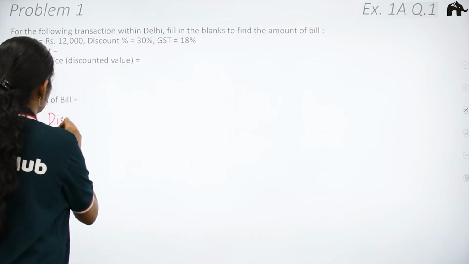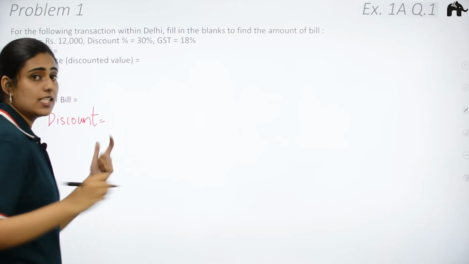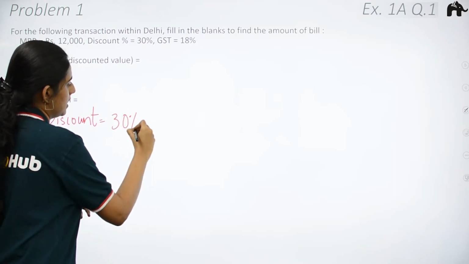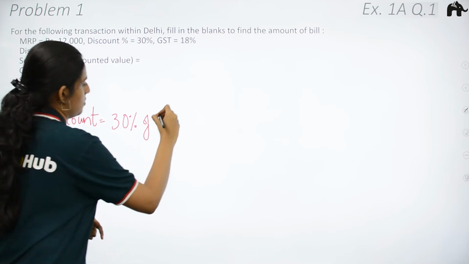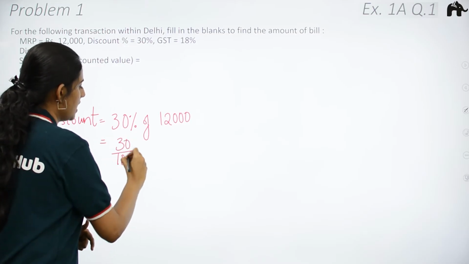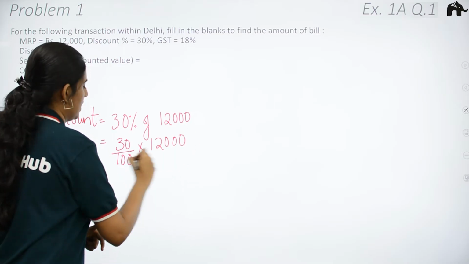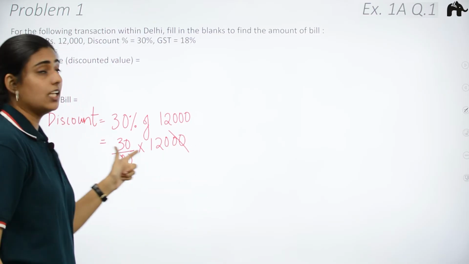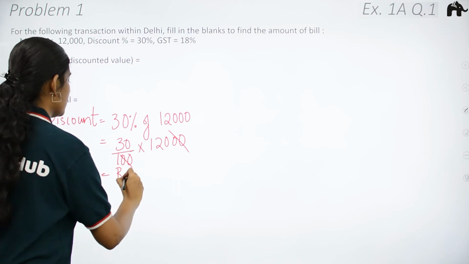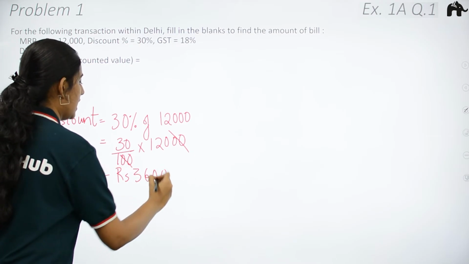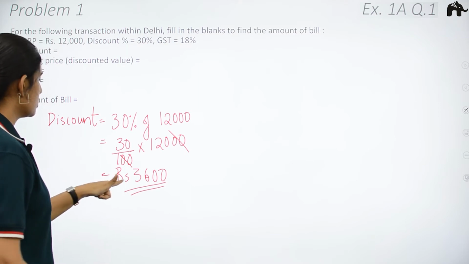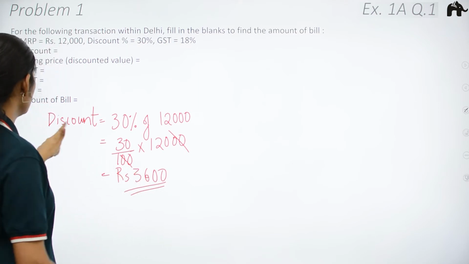Discount is equal to discount percentage into MRP. Here the discount percentage is 30%. 30% of MRP 12,000. That is 30 divided by 100 into 12,000. Cancelling out the zeros, you will be having 30 into 120. 30 into 120 is? Yes, rupees 3,600. Never forget to put this units. Okay, it's very important or you will be losing marks there. So here it is rupees 3,600. We got the discount.